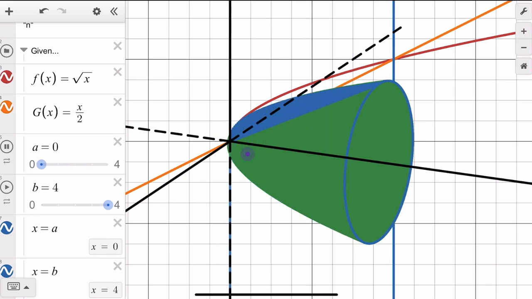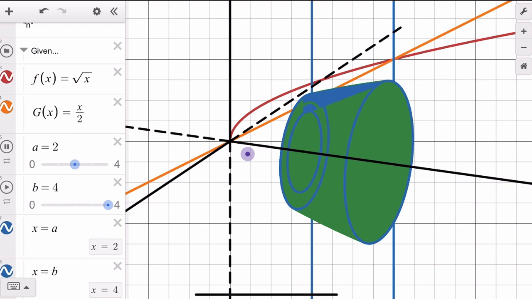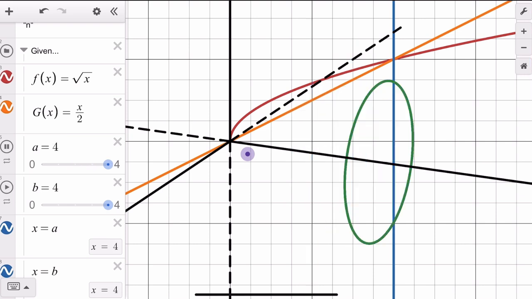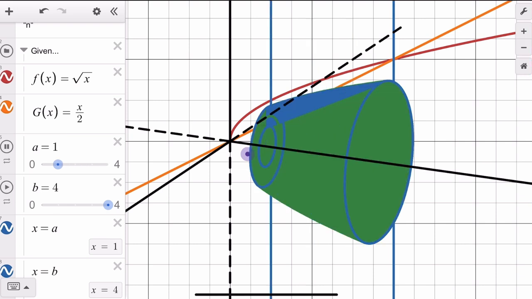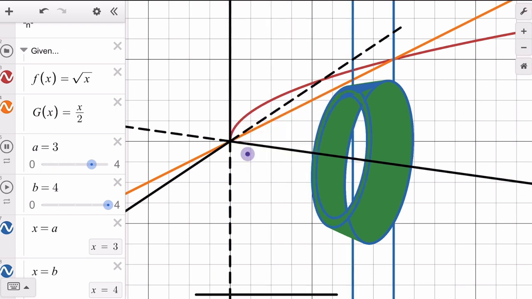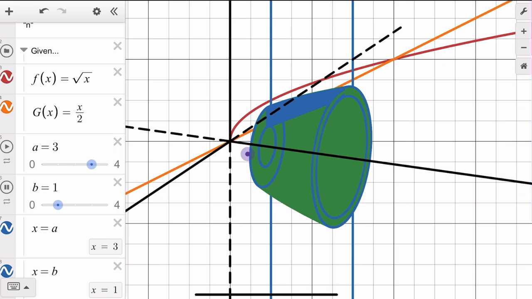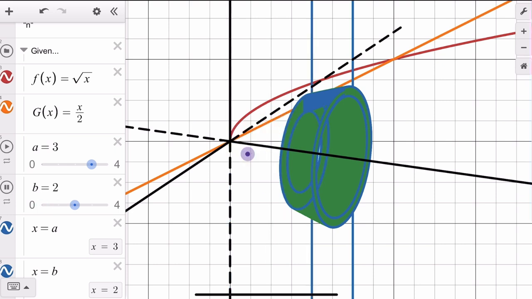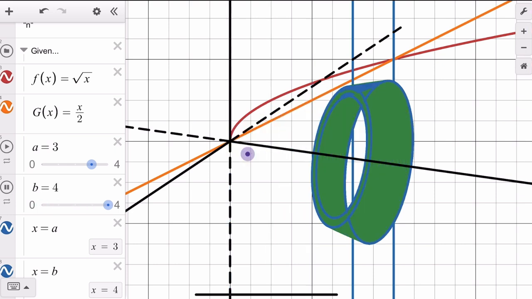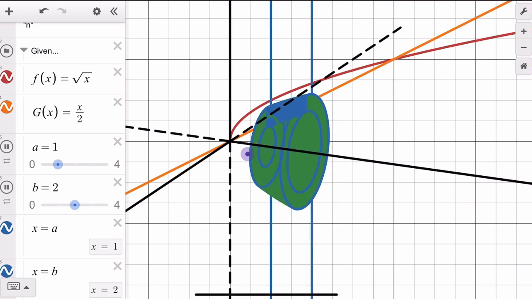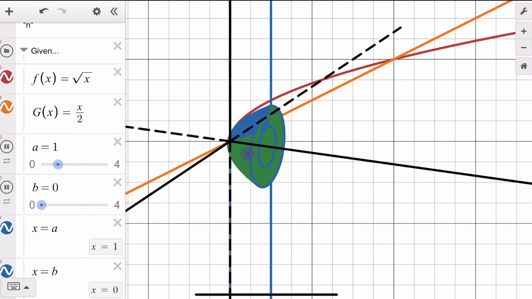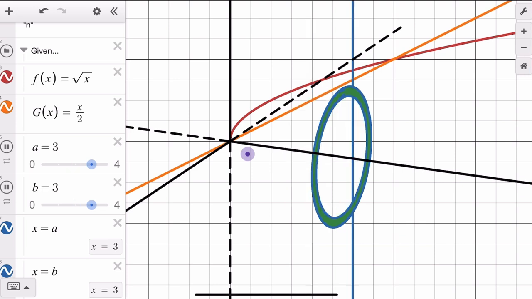You can see we are actually just calculating the volume of each washer, and we do the integral for everything. The blue section is the section that we are interested in. Okay, and you can see our washer is moving from 0 up to 4.